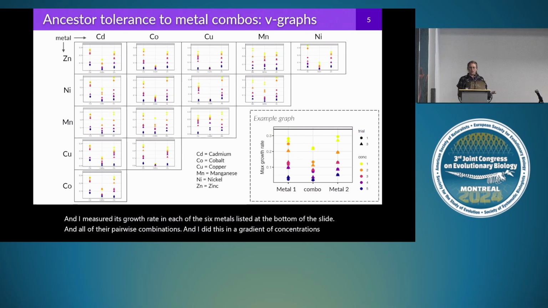So each graph here shows one metal combination, and the growth rates in the single metals are on the outside, and their combination is in the middle. And I will refer to these as V graphs.